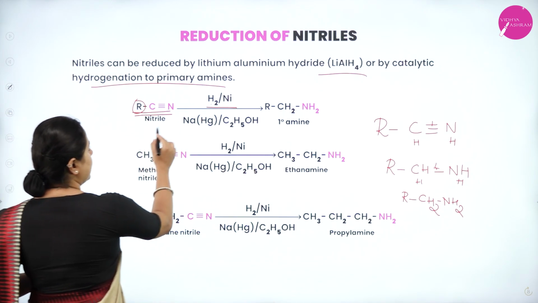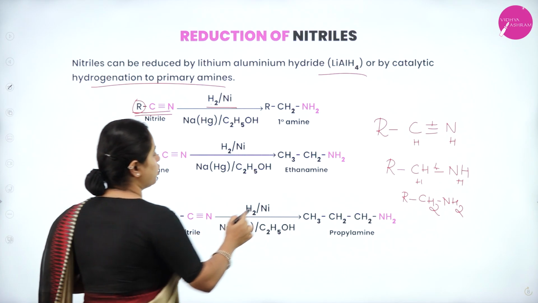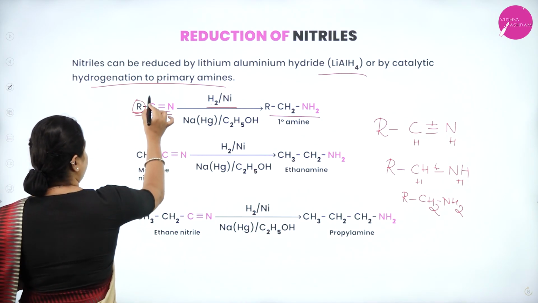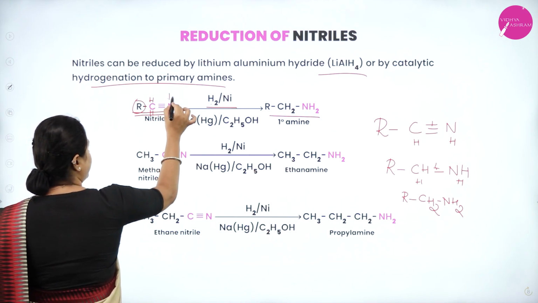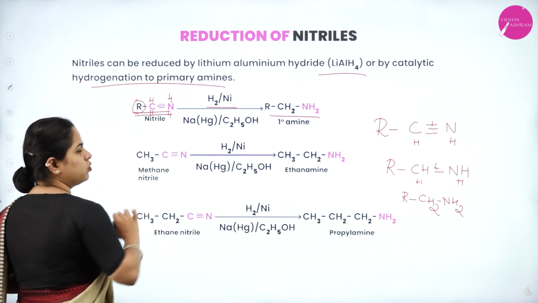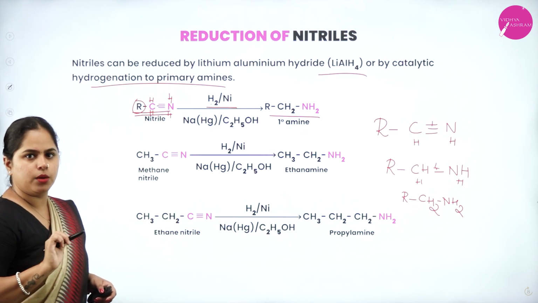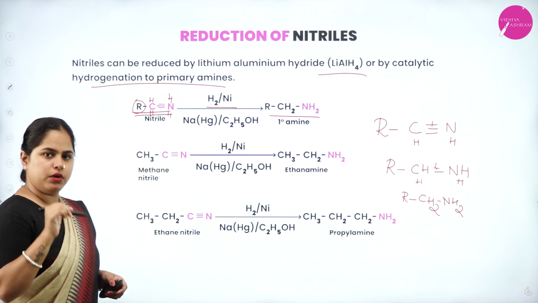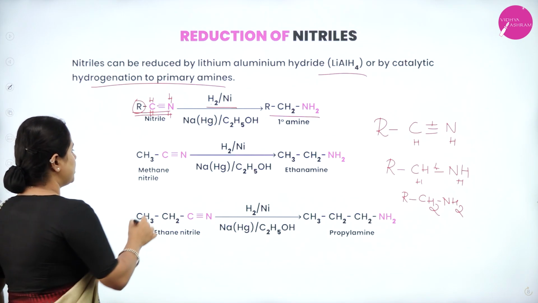So you can see nitrile in presence of hydrogen and nickel. What you are going to get? RCH2NH2. 2 hydrogen atoms added here, 2 hydrogen atoms added here. What will happen to the triple bond? Triple bond will become single bond, right? First it will become a double bond, then a single bond.